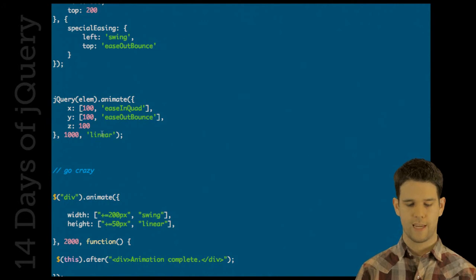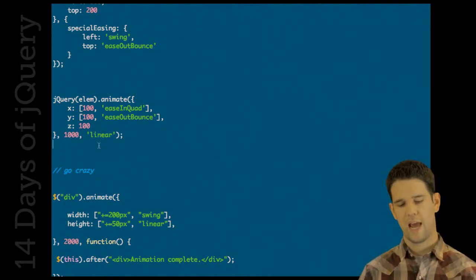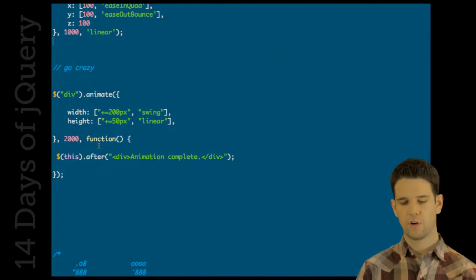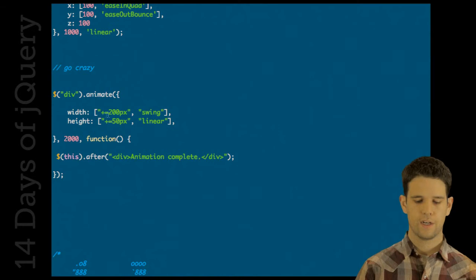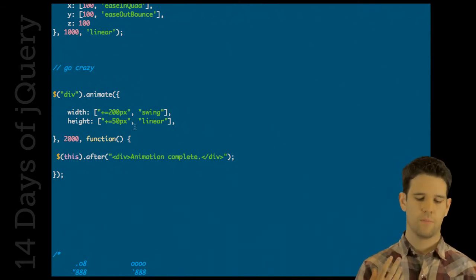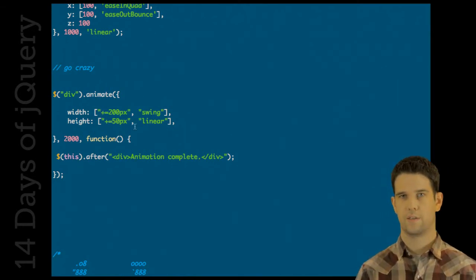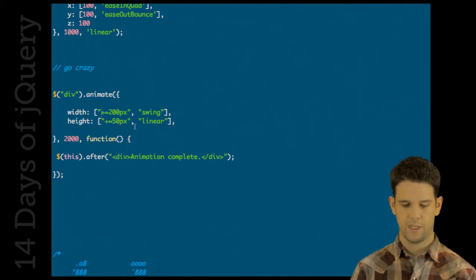A more crazy example, we can add 200 pixels to the current width with a swing easing, a linear easing for the height modification, and put in a callback. So it works with all the bells and whistles that animate already did.